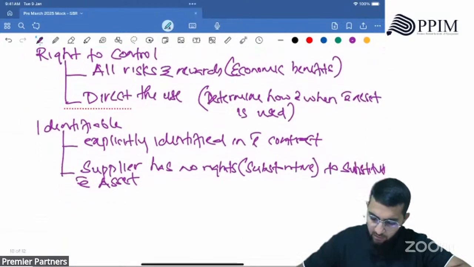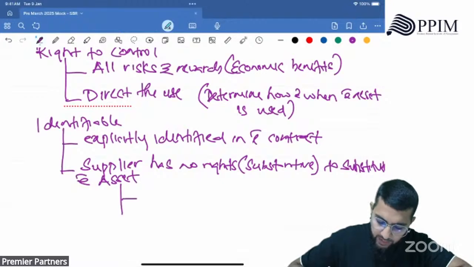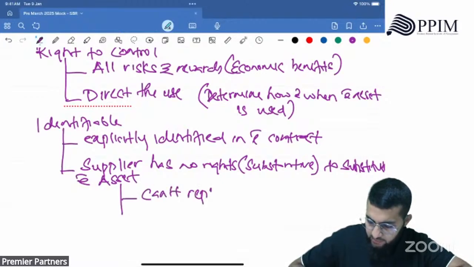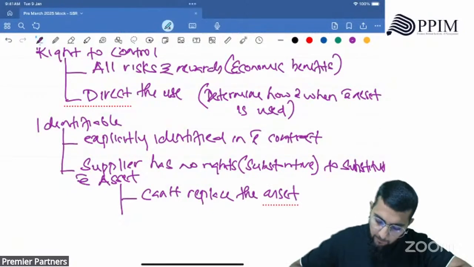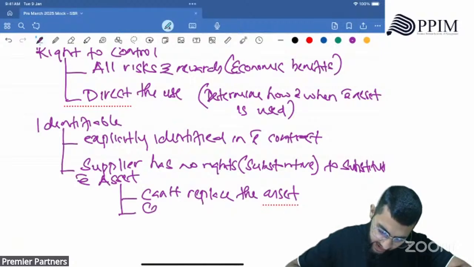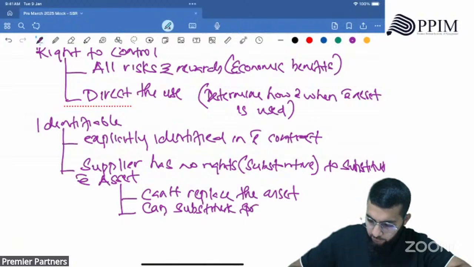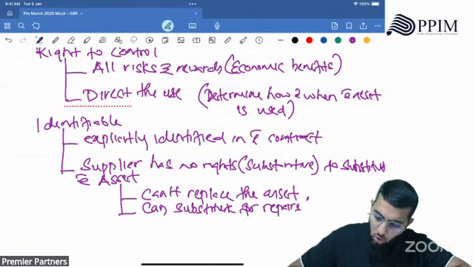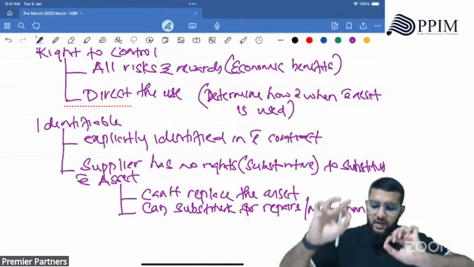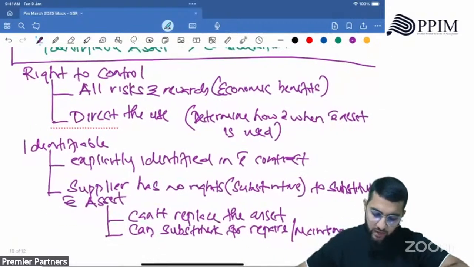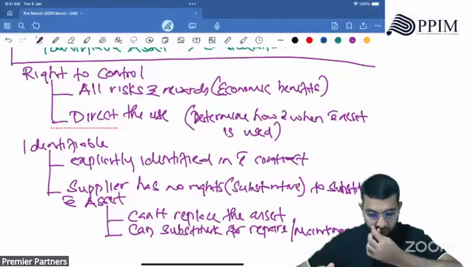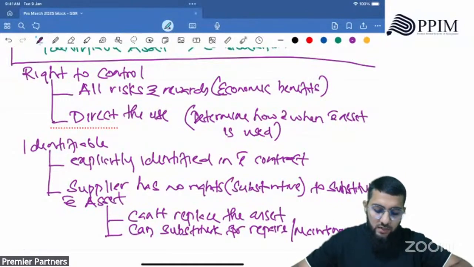Right? What does it mean? Supplier can't replace the asset, but can substitute for repairs or maintenance. Right? Can't replace the asset, but can substitute for repairs and maintenance. So that is what shows the supplier has no substantive rights. Now, this is the knowledge. Now, let's see how we can apply that to the scenario.